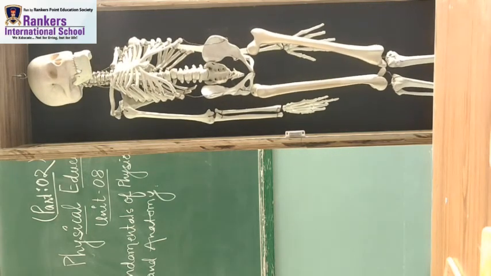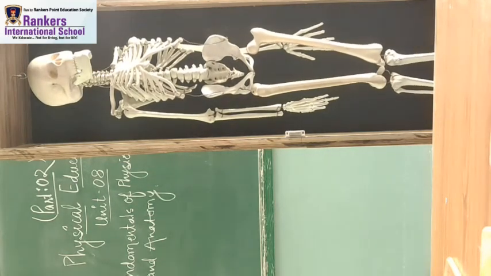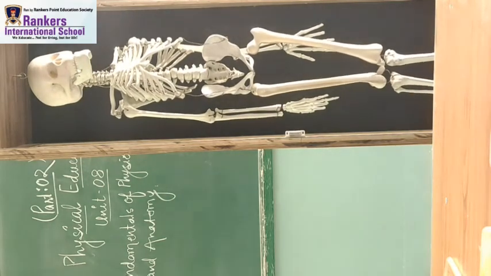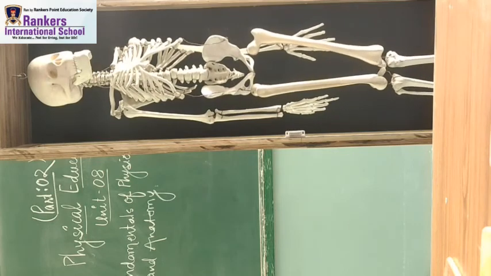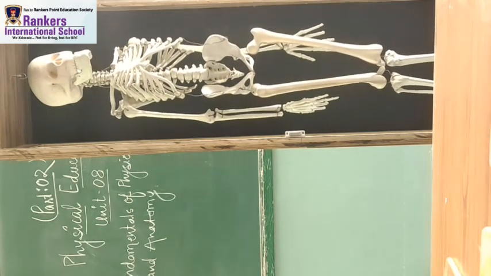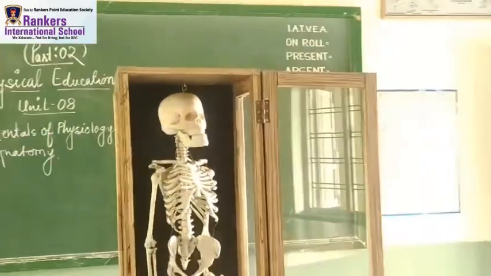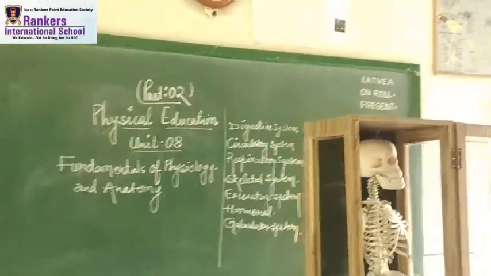Students, there are two things that we need to know now. The two things are the axial skeleton system and the appendicular skeleton system. The axial skeleton system consists of the vertebral columns, rib cage, and skull. When we talk about the axial skeleton system, we are basically thinking about this skull region.